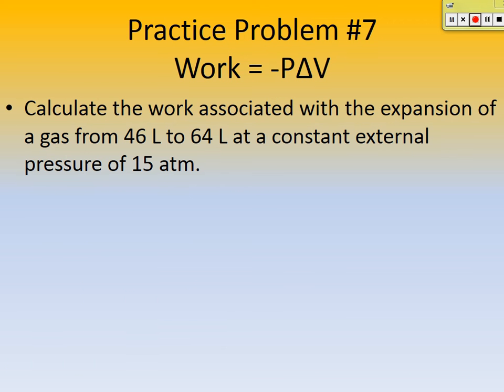Okay, let's go to number 7. Practice problem number 7 says, calculate the work associated with the expansion of a gas from 46 liters to 64 liters at constant external pressure of 15 atmospheres. I always like to draw a picture of what's going on here. So we have a gas that was at 46 liters, and then it expanded. So it got larger and it expanded to 64 liters.